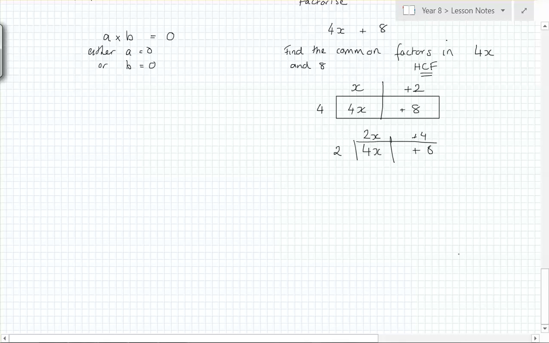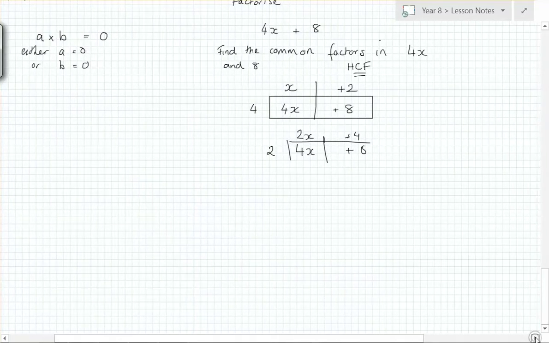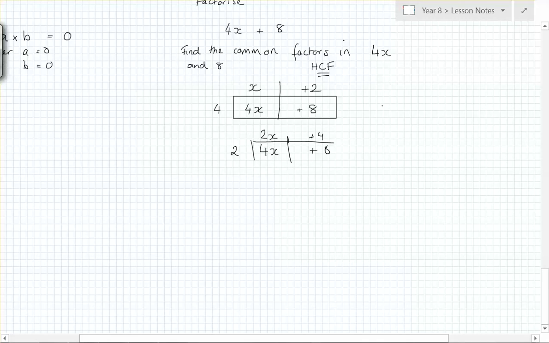Now, the way I would write these two things out, using brackets again, would be 4 times (x plus 2), and this would be 2 times (2x plus 4). Now they're both correct unless I ask for this fully factorised. So this one is fully factorised because we took the HCF. This one is factorised, but it's not fully factorised.